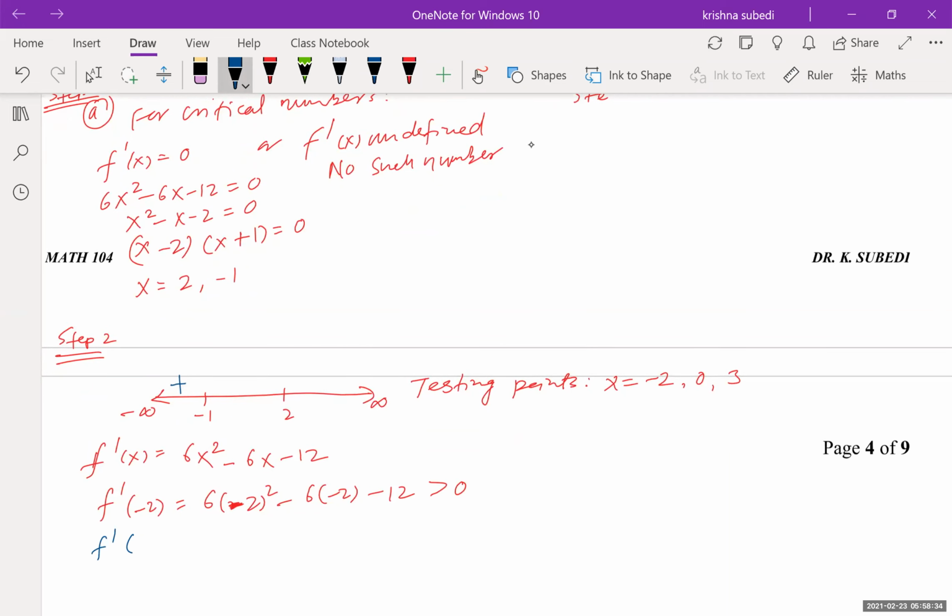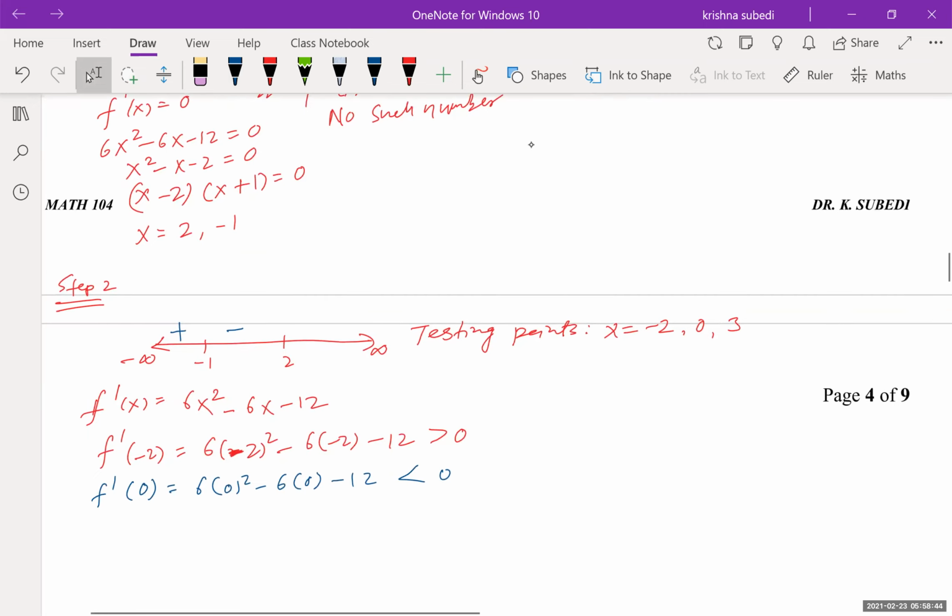Now let us find when x is 0, and this is negative clearly. If you simplify, you're going to get negative there. And then when you test with 3, this is again positive clearly.